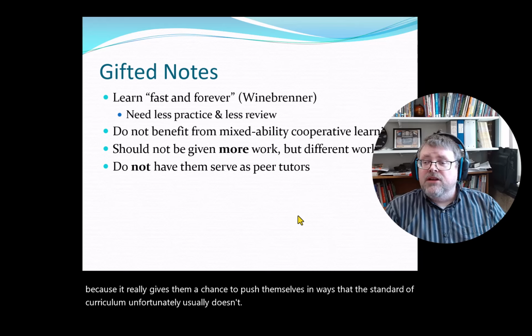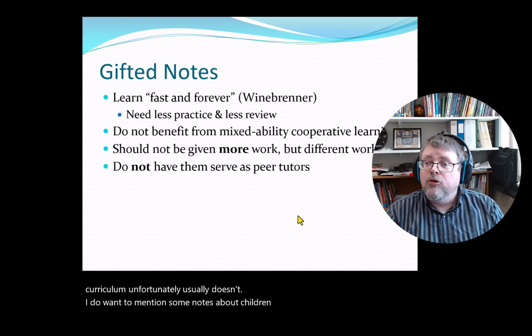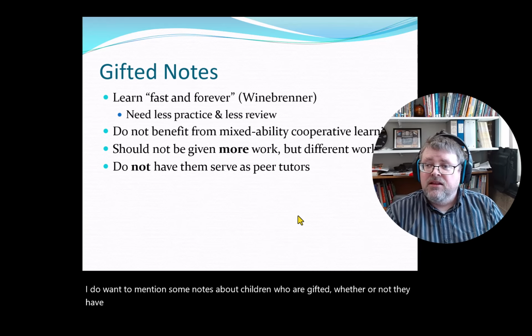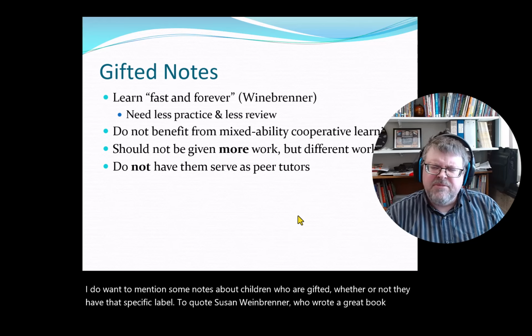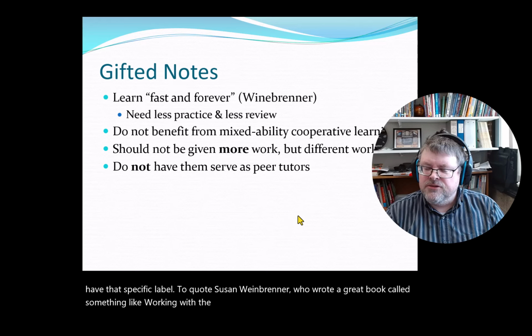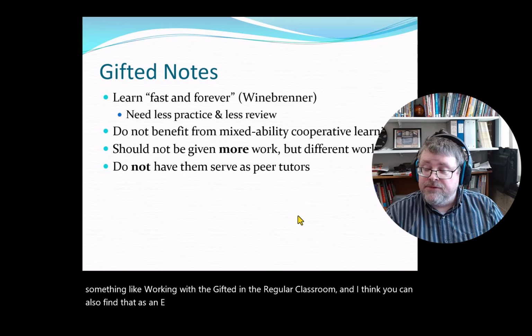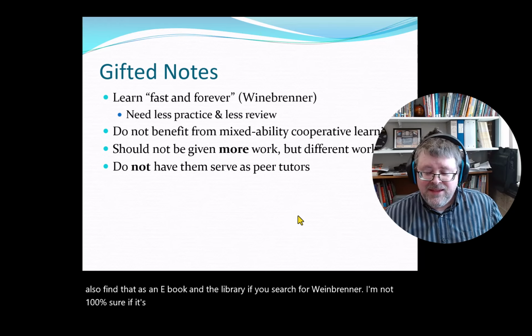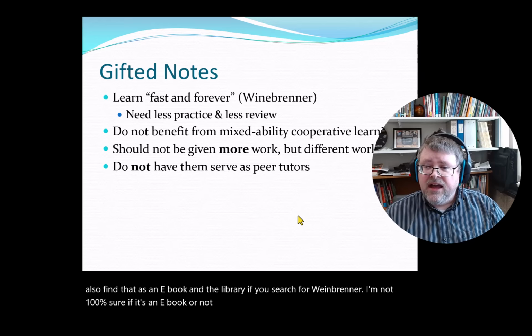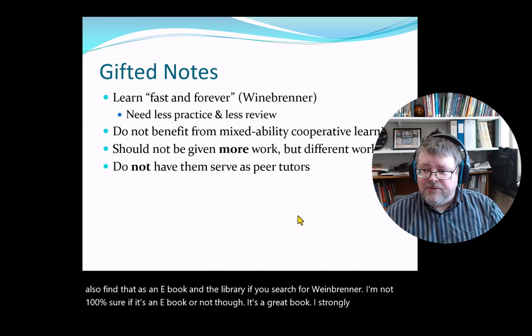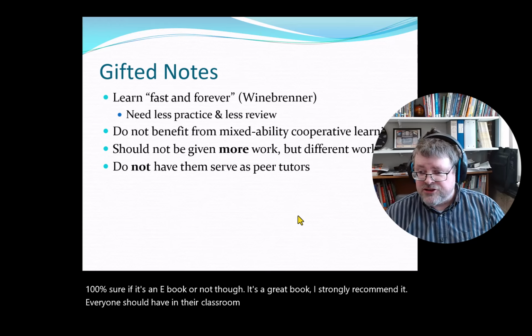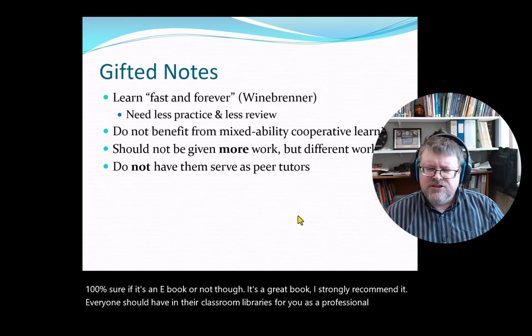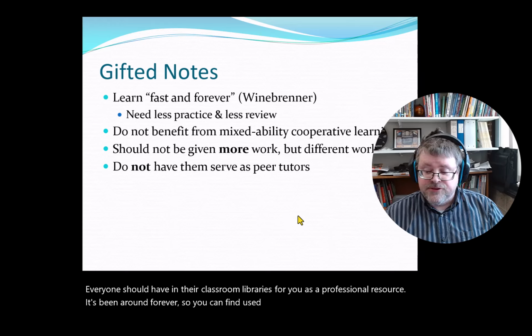I do want to mention some notes about children who are gifted, whether or not they have that specific label. To quote Susan Winebrenner, who wrote a great book called something like Teaching Gifted Kids in the Regular Classroom, and I think you can also find that as an ebook in the library if you search for Winebrenner. I'm not 100% sure if it's an ebook or not, though. It's a great book. I strongly recommend it. Everyone should have it in their classroom libraries as a professional resource. It's been around forever, so you can find used copies of earlier editions for cheap.